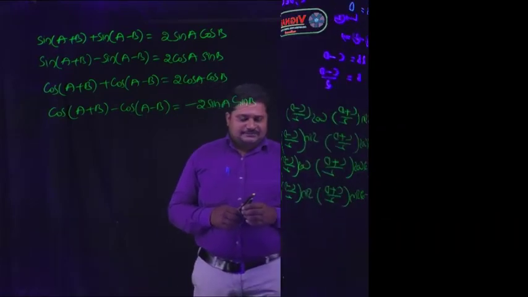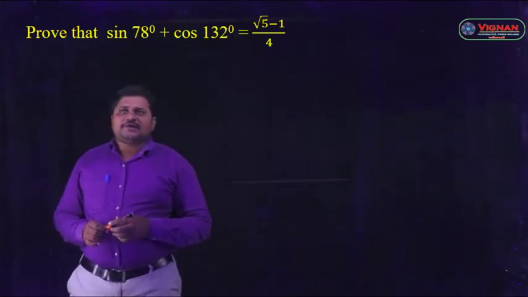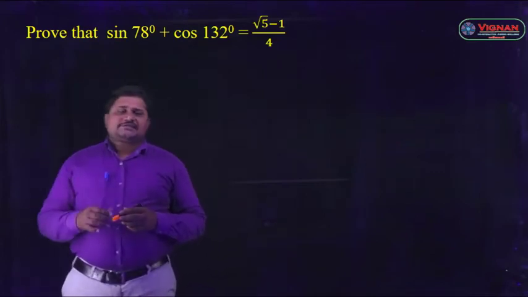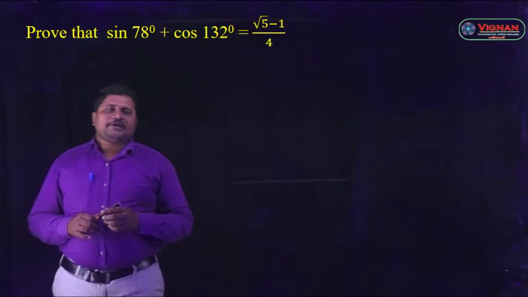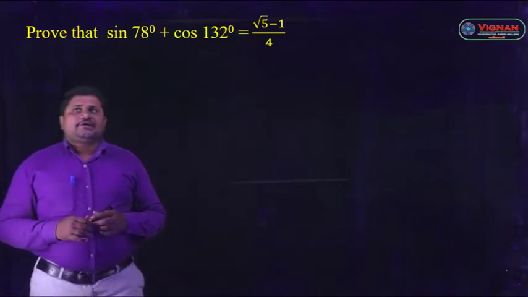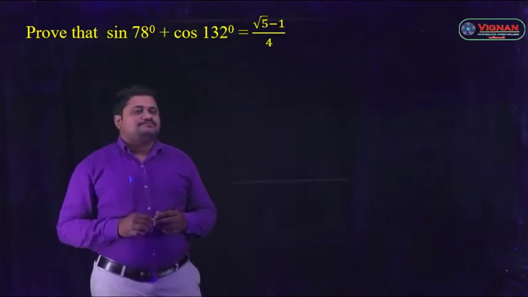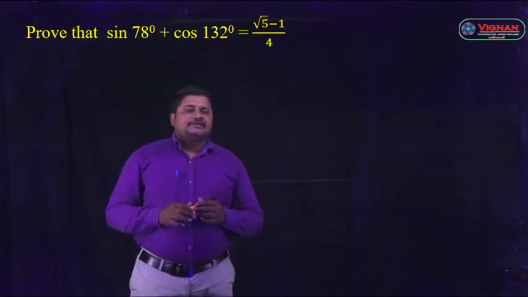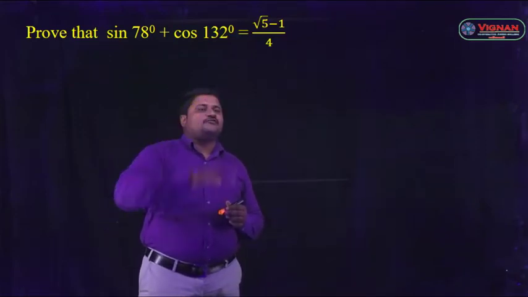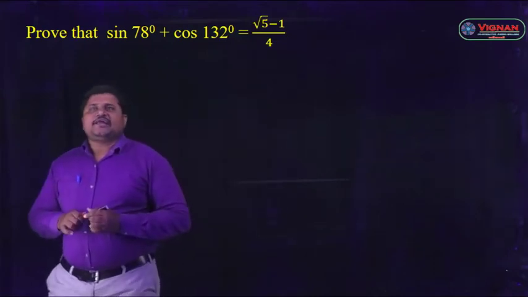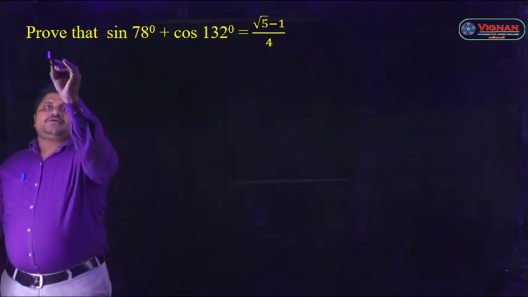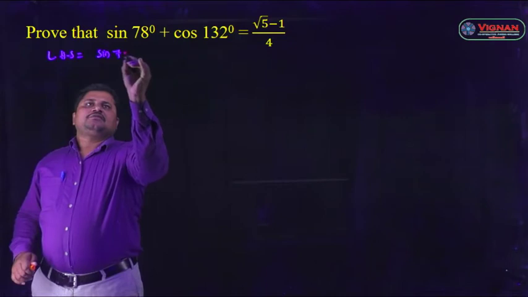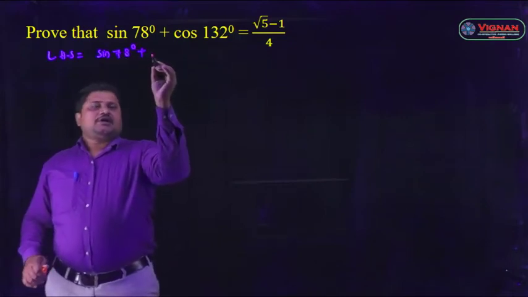Okay, right. By using our discussed formulae, we can solve trigonometric equations. Here, see the problem. Prove that sin 78 degree plus cos 132 degree is equal to root 5 minus 1 by 4. First we take LHS. LHS is equal to sin 78 degrees plus cos 132 degrees.